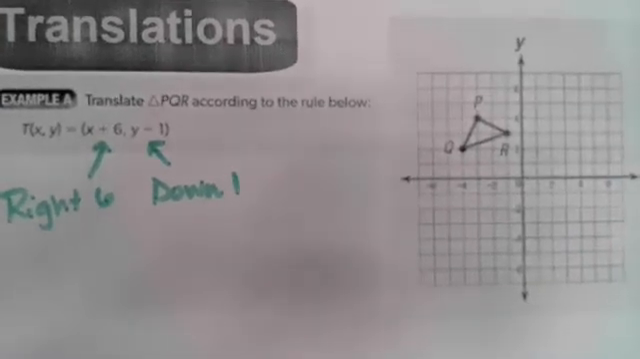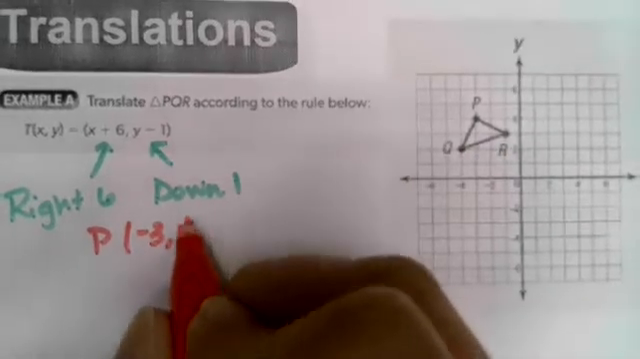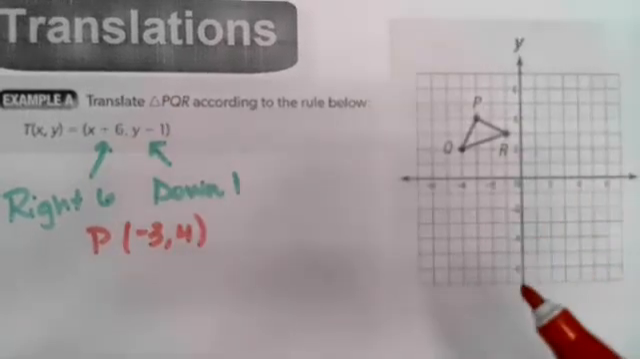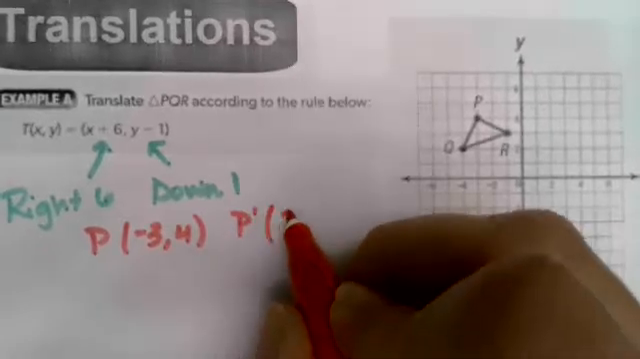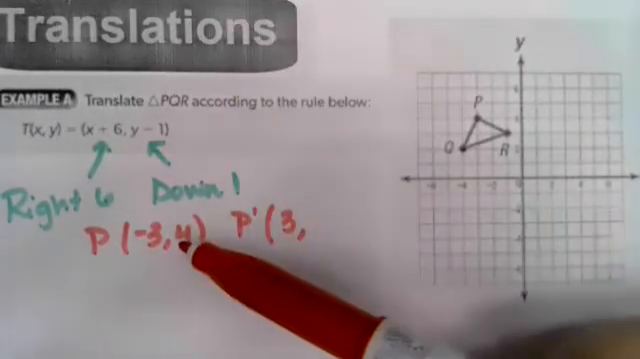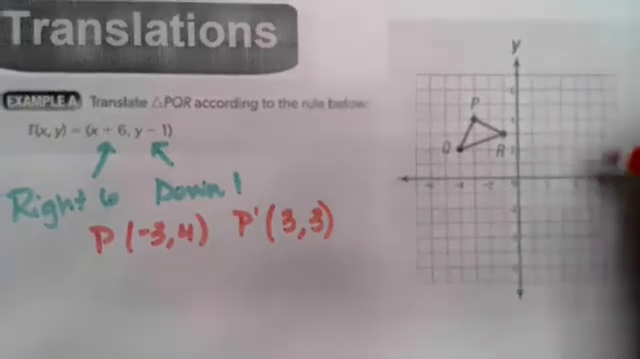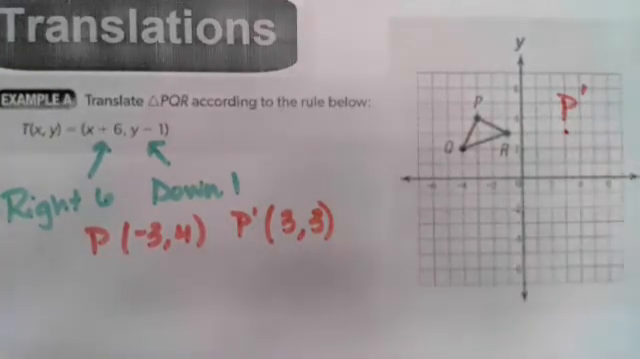So my coordinate for point P is -3, 4. So if I take -3 and add 6 to it, my P prime will be +3. And if I take my 4 and I subtract 1 from it, then I'll get a 3. So the point 3, 3 is my P prime point.